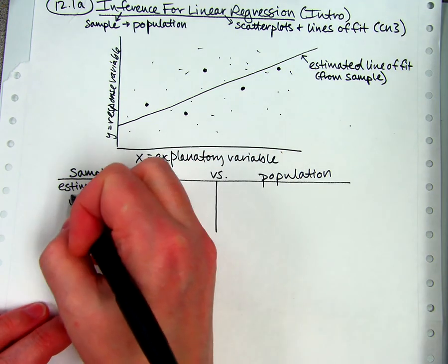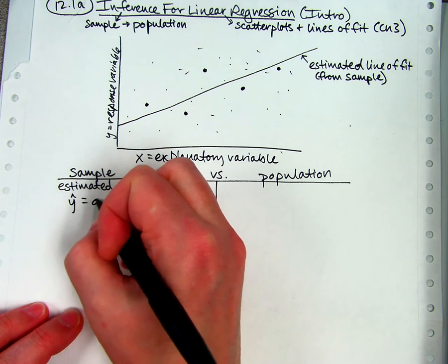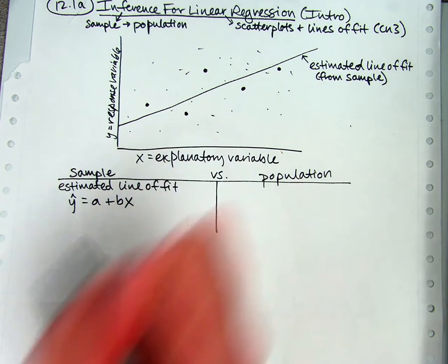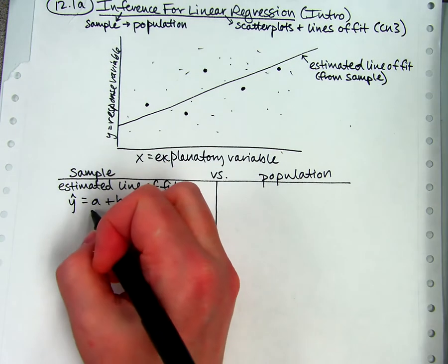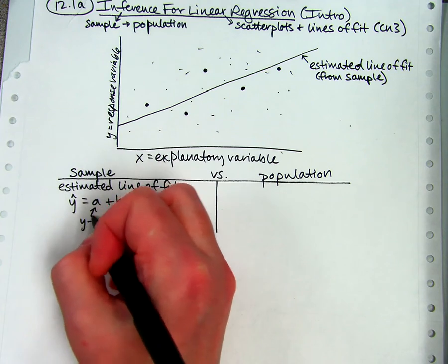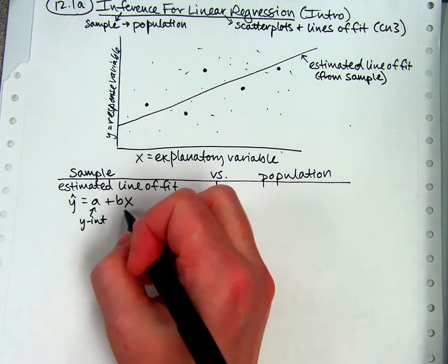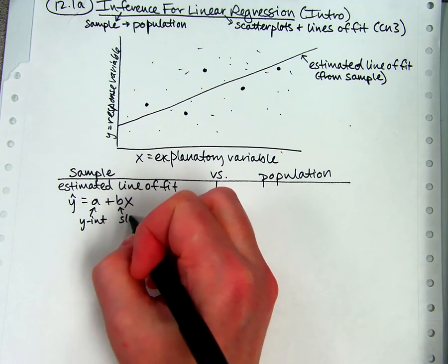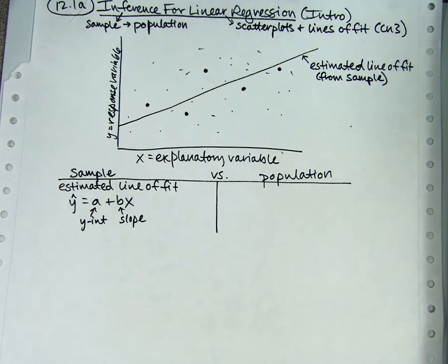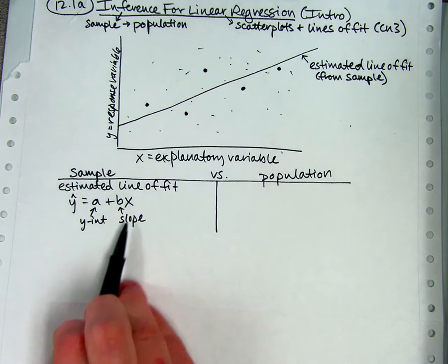We learned to write it as y hat equals a plus bx, which is the form our book likes to use. And remember that the a is the y-intercept and the b is the slope. And so far, all we've done is look at a sample and find a line of fit from the sample. So this is what we've been doing.